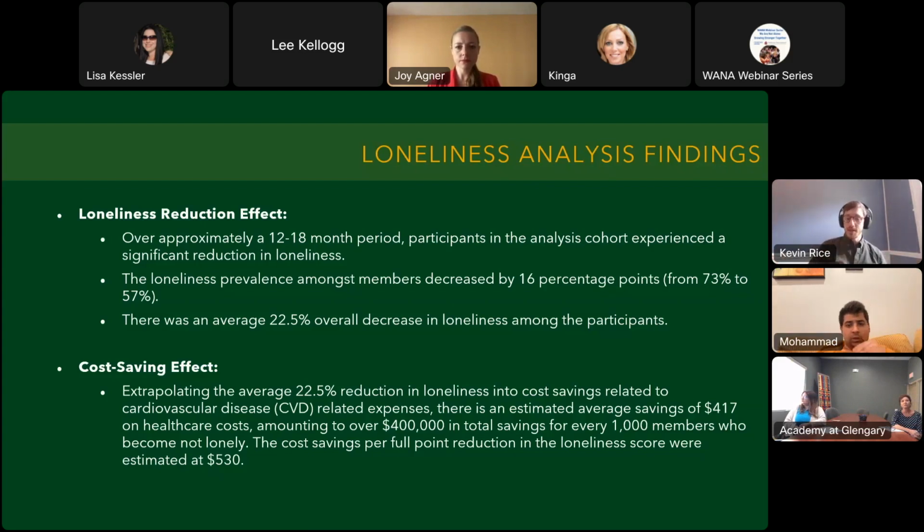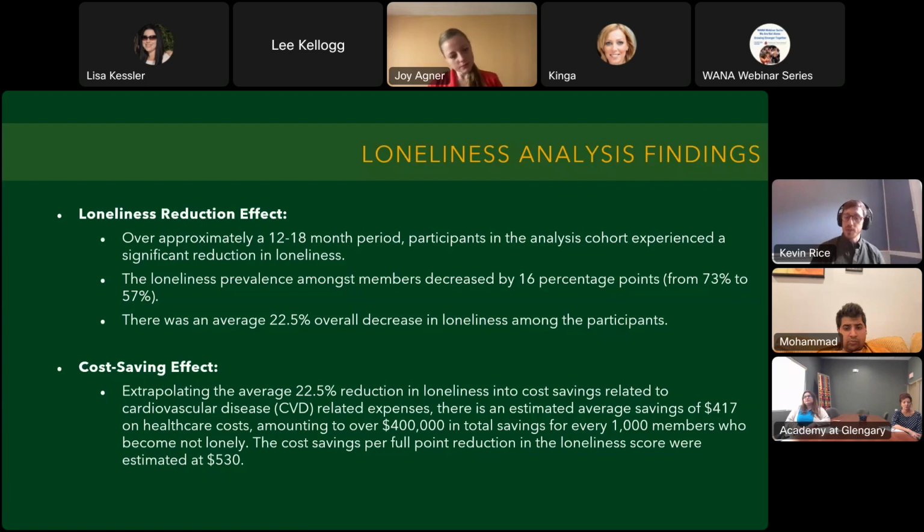Mohammad was actually able to calculate, if we decrease loneliness prevalence and decrease the loneliness amount, how are we decreasing the risk factor of cardiovascular disease? And we were also able to, from the literature, calculate what the cost of cardiovascular disease is that we experience in the United States. And if we decrease that risk factor, we can calculate how much a decrease of one point of loneliness translates into mitigating cardiovascular disease risk.